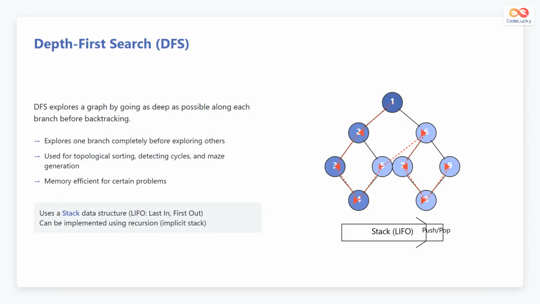Now let's discuss depth-first search, or DFS. DFS explores a graph by going as deep as possible along each branch before backtracking. This means it explores one branch completely before exploring other branches. DFS has various applications, including topological sorting, detecting cycles in a graph, and maze generation. DFS can be more memory efficient than BFS for certain problems, because it does not need to store all of the nodes at a particular depth level in memory. DFS uses a stack data structure which follows the last-in, first-out principle. It can also be implemented recursively, which uses the call stack implicitly.